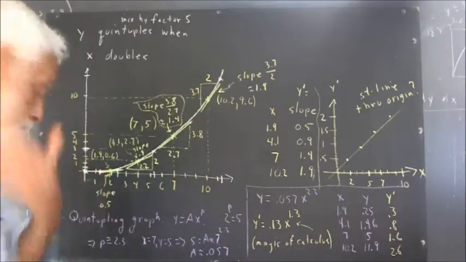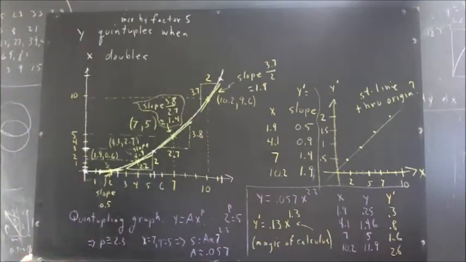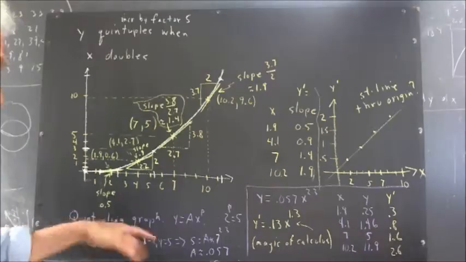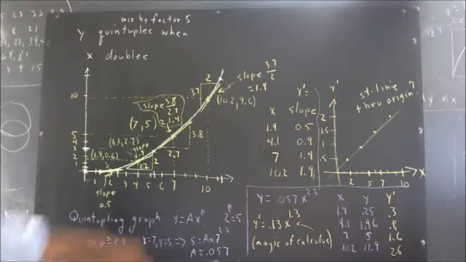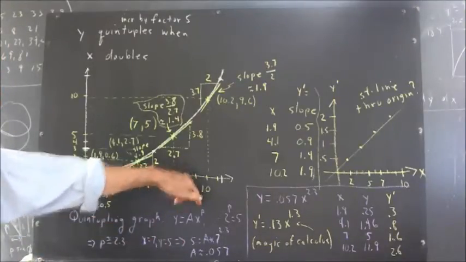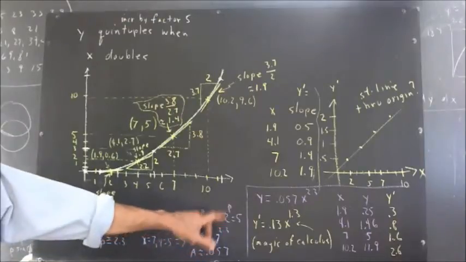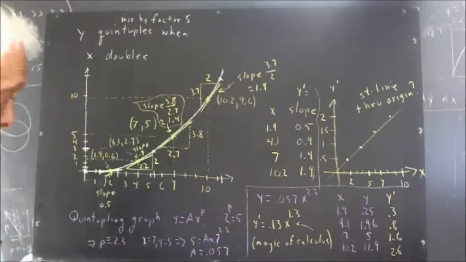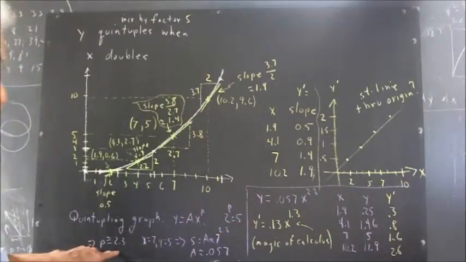We've already seen, and we should know, how to get the formula for the function of the quintupling graph. It's y equals ax to the p, where in this case 2 to the p equals 5. That tells us that p is approximately 2.3. You can get that using logarithms, or you get that using trial and error if you don't know about logarithms.